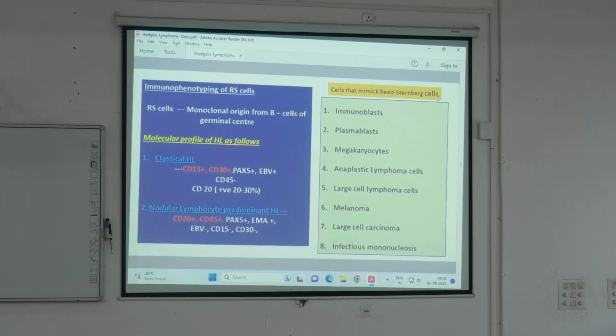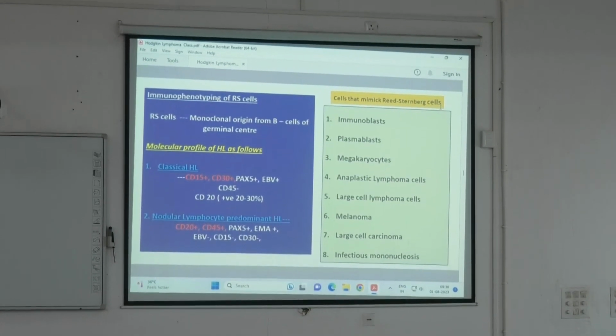No need to remember all those things; you have to know the few salient characteristic features. Sometimes in oral exams they ask what the mimics of the RS cell are. RS-like cells can occur in other diseases without the Hodgkin environment: immunoblast, plasmablast, megakaryocytes, anaplastic large cell lymphoma, melanoma, large cell carcinoma, and infectious mononucleosis. You have to remember one or two only. In Hodgkin lymphoma the RS cell is present, but you need the Hodgkin environment, the characteristic cells surrounding that cell. This is the important thing.